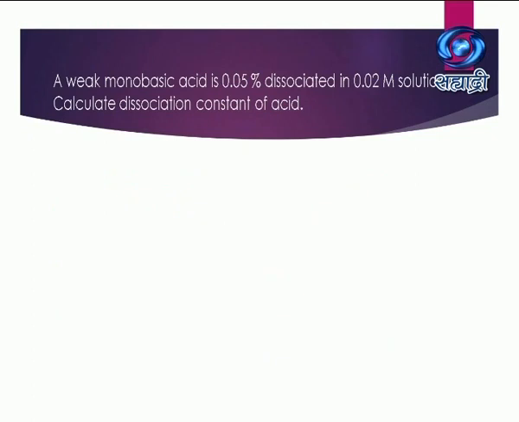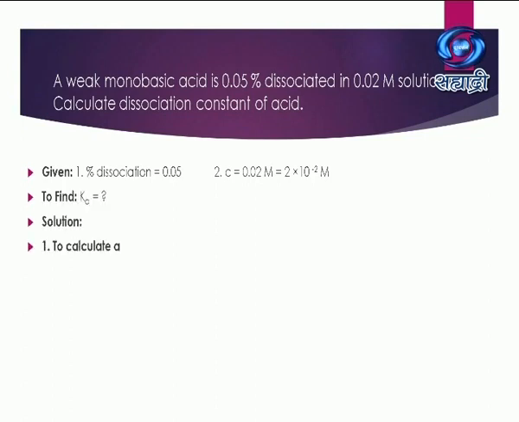Now let's consider the first numerical. A weak monobasic acid is 0.05% dissociated in 0.02 molar solution. Calculate the dissociation constant of the acid. So we are given 0.05% alpha and 0.02 molar solution, and we have to calculate its dissociation constant. So the percentage dissociation and concentration are given to find Ka.